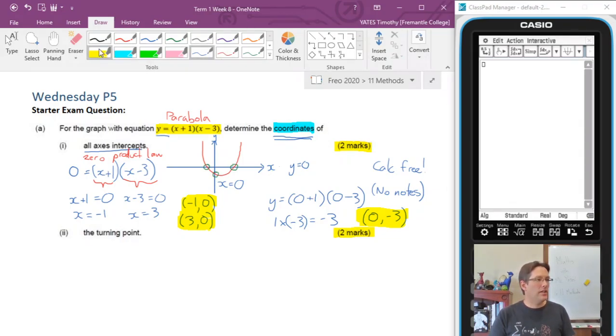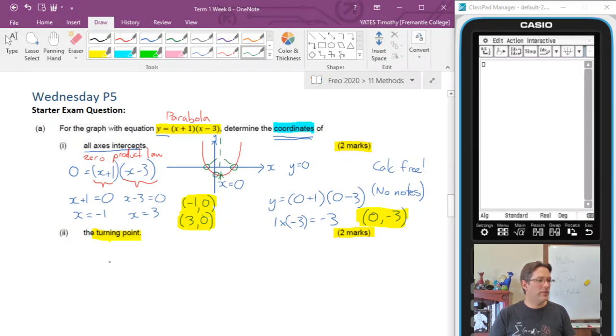Now, next one is the turning point. We're wanting to find the turning point. So I've got my 3 points. These seem about right. And our turning point looks like it's going to be there. So we need to have a bit of an idea, where's it going to be? Now, all of our parabolas are always perfectly symmetrical, which means that the turning point is going to be exactly halfway between these 2 points.